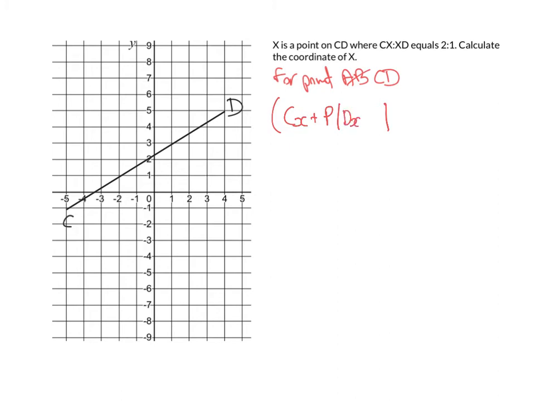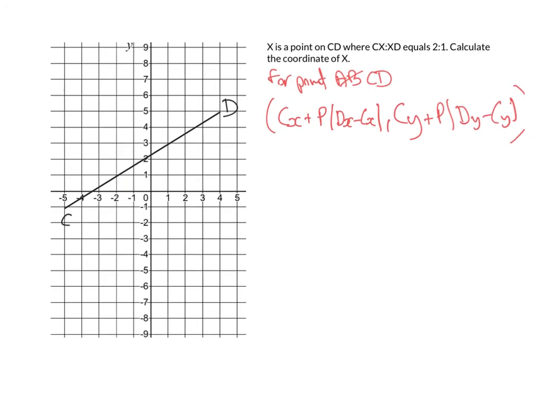So dx minus cx. And then for the y, it was the leftmost y plus, again, the proportion times the modulus, so no sign, of the difference of the y's. Okay, and all we need to do now is work out what the values are.